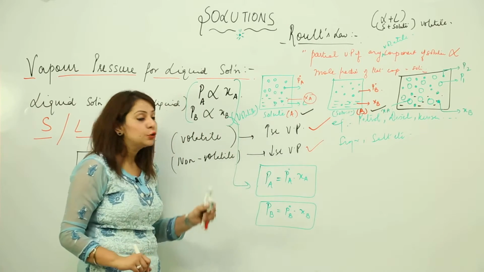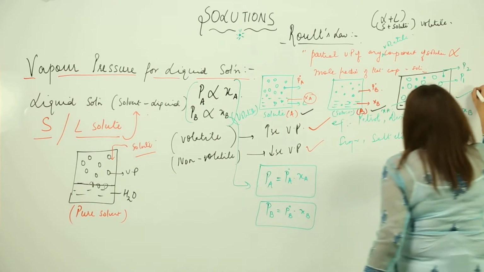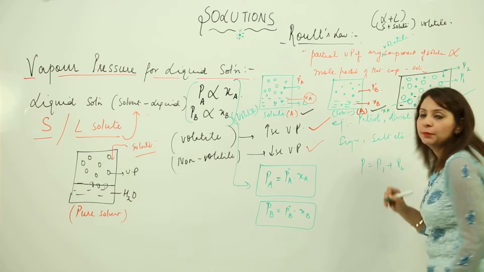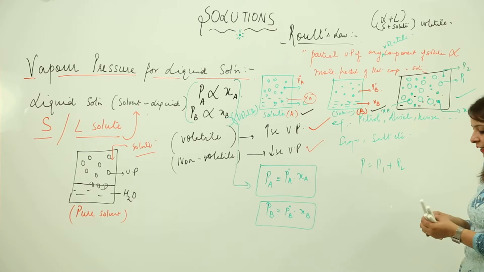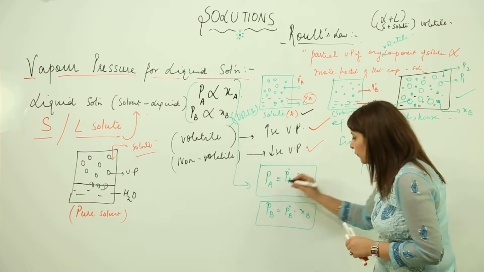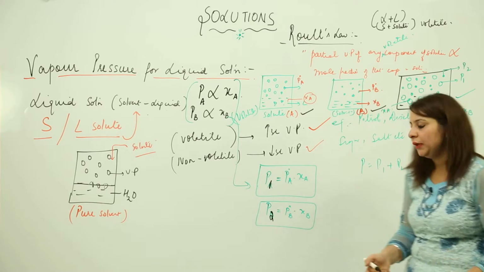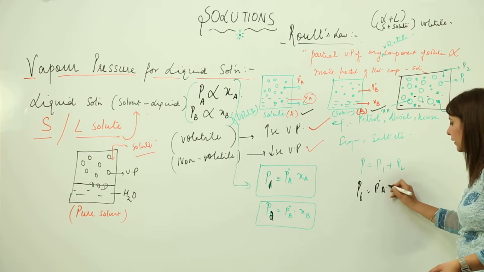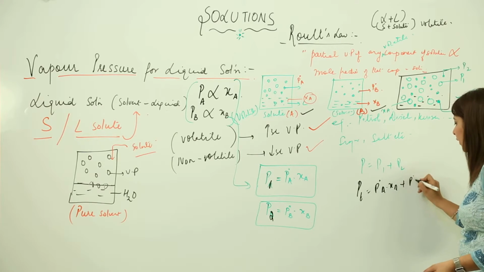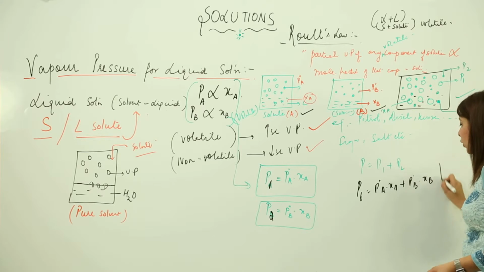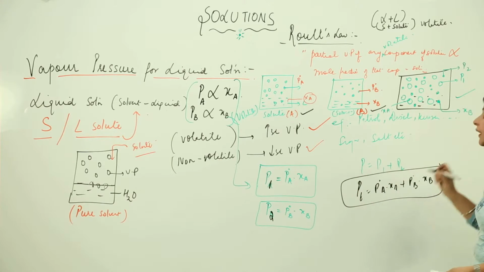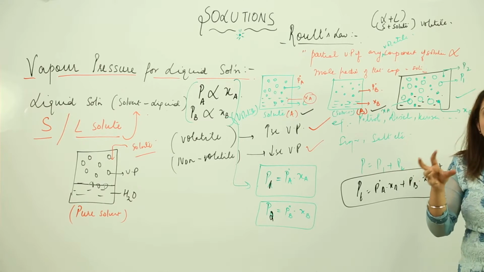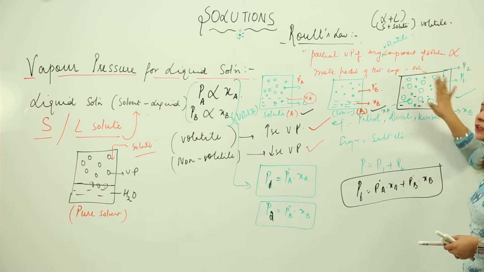If I consider the total pressure obtained in the solution, obviously it is going to be P equals the P1 factor plus the P2 factor. I can use P1 and P2, or A and B. So the total pressure is equal to P naught A into XA plus P naught B into XB. This is the expression by which we calculate the total pressure exerted by two volatile components, that is the solute and solvent, when they are present in the solution form.